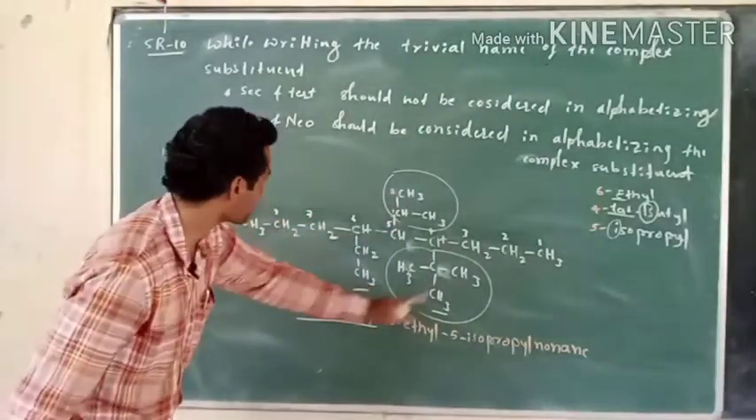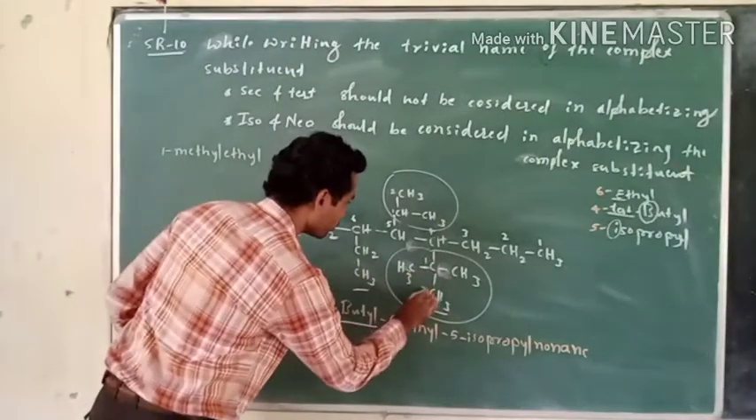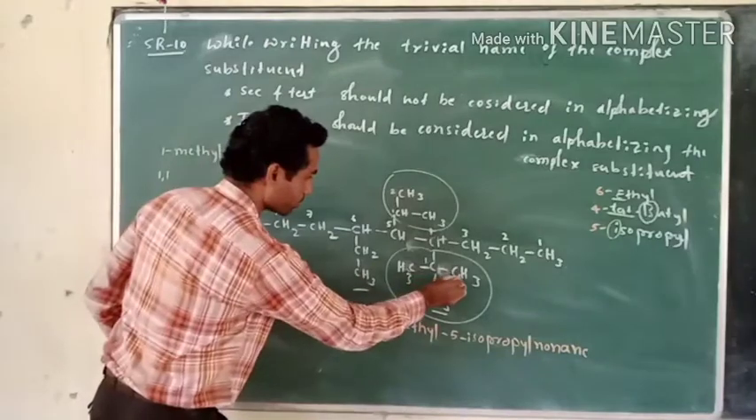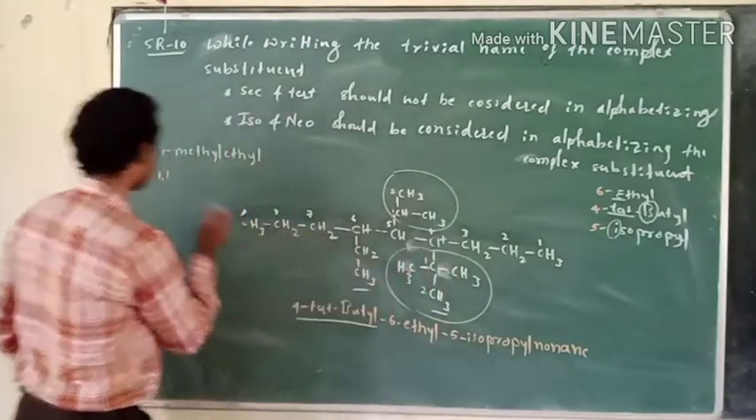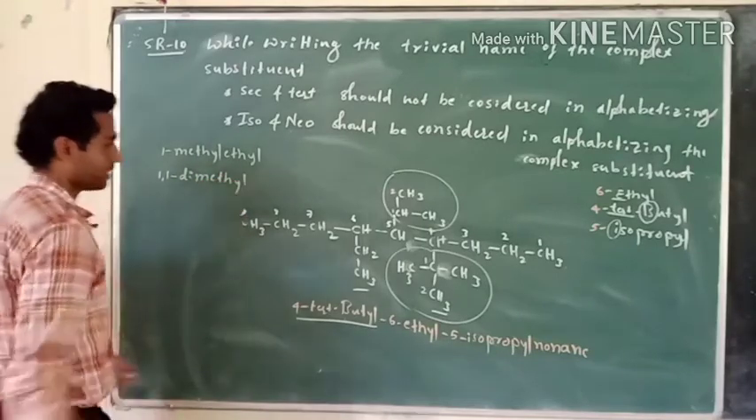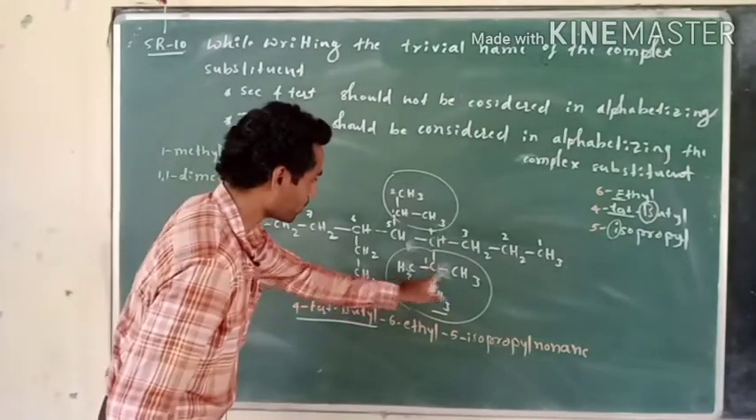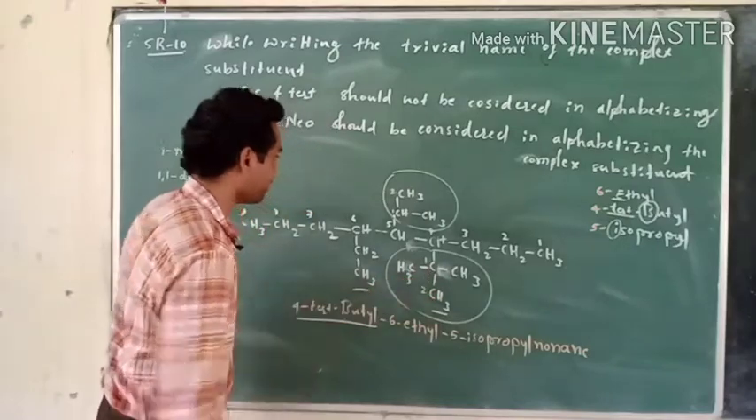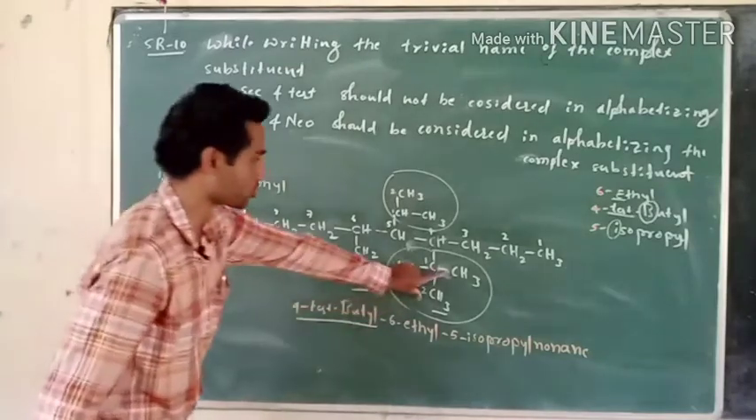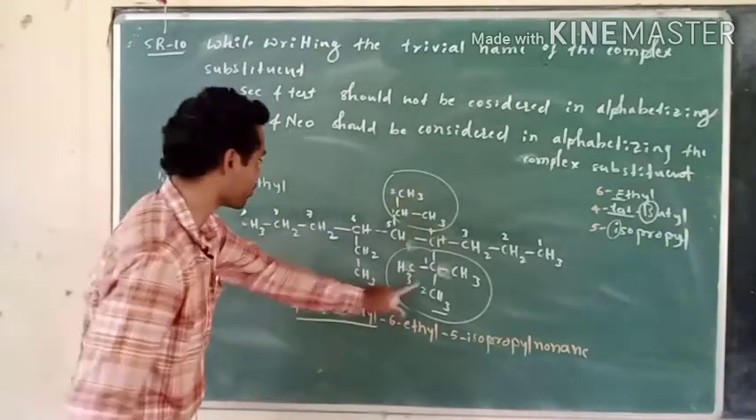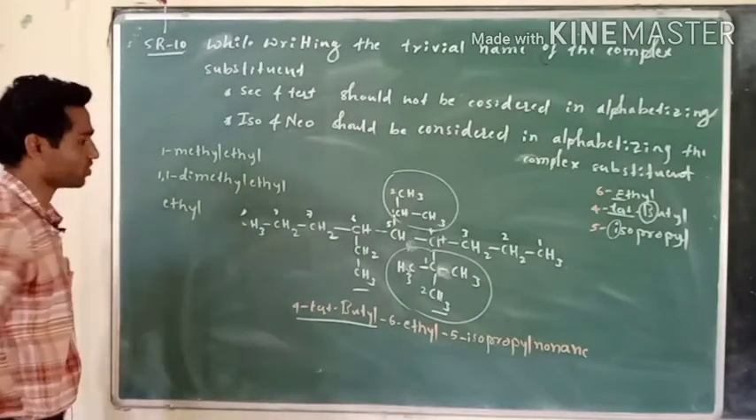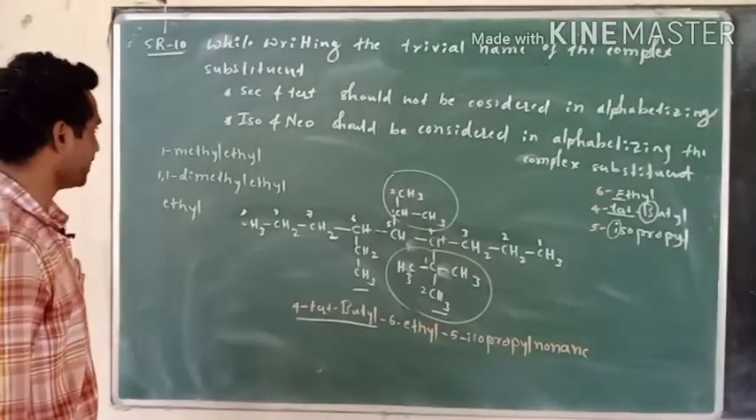What is the name of this substituent? Longest carbon chain 1, 2. So at the first carbon there are 2 methyl groups, therefore 1,1-dimethyl. The longest carbon chain is ethyl. Ethyl is one more substituent, and its systematic name is ethyl. These are the three substituents, right?